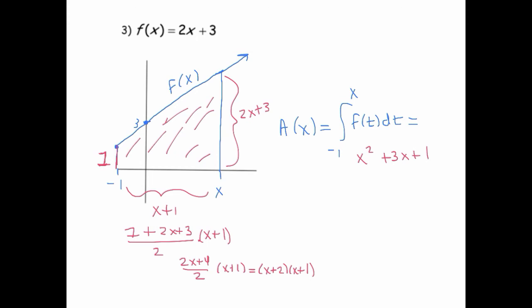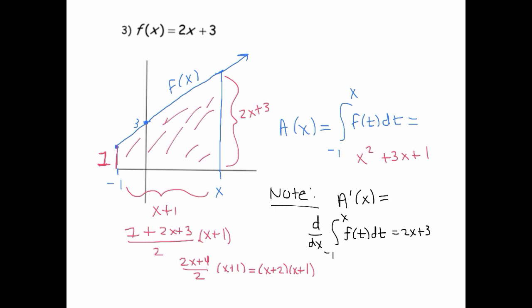And as if you didn't see it coming, I'm going to make the final note here, which is that if I took the derivative, a prime, the derivative of my area accumulating function, that's the same as taking the derivative of how I write it in integral form. And its derivative is 2x plus 3. Right, its derivative is 2x plus 3, but that's just f of x again.